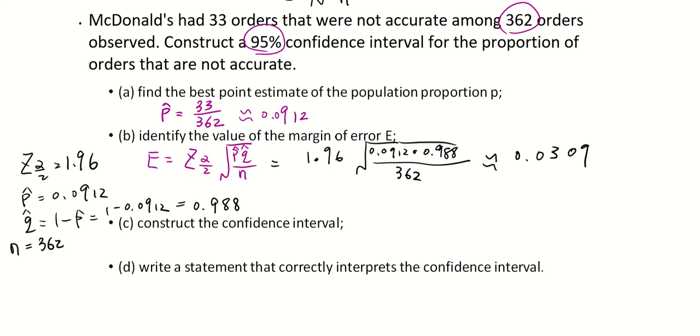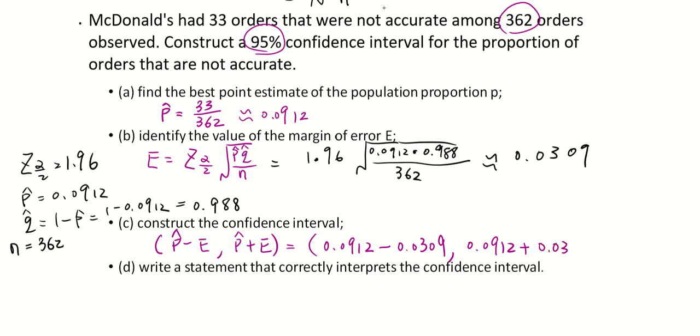Now C, construct the confidence interval. The lower bound of the confidence interval is the point estimate, which is P hat here, minus E, and the upper bound is P hat plus E. In our case, P hat is 0.0912 minus E, which is 0.0309. This will be the lower bound. The upper bound will be 0.0912 plus the margin of error E, 0.0309.